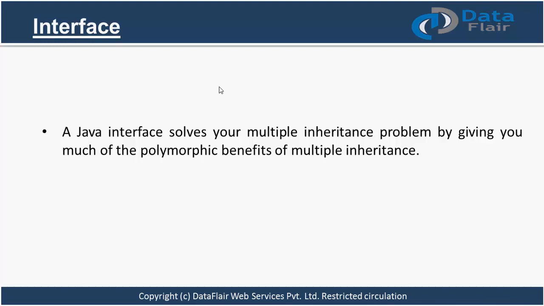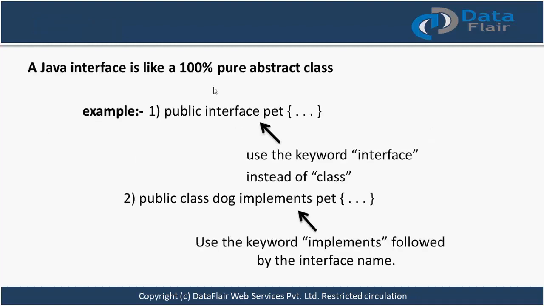Now, because an abstract class is a class, you cannot achieve multiple inheritance. But using interfaces, you can achieve multiple inheritance. So what is an interface? In Java, an interface is like a 100% pure abstract class. What I mean is that all the methods in your interface will be public abstract by default, so you cannot define a method in an interface.